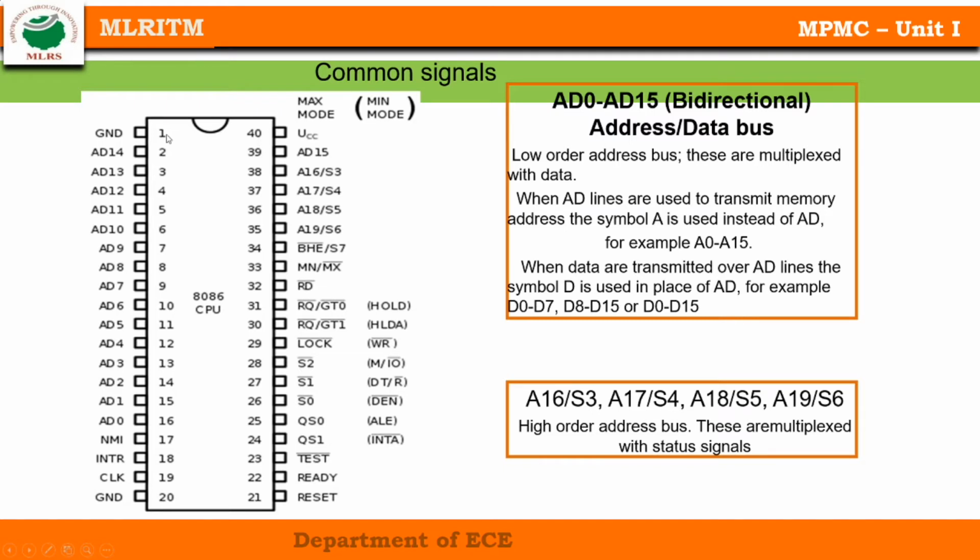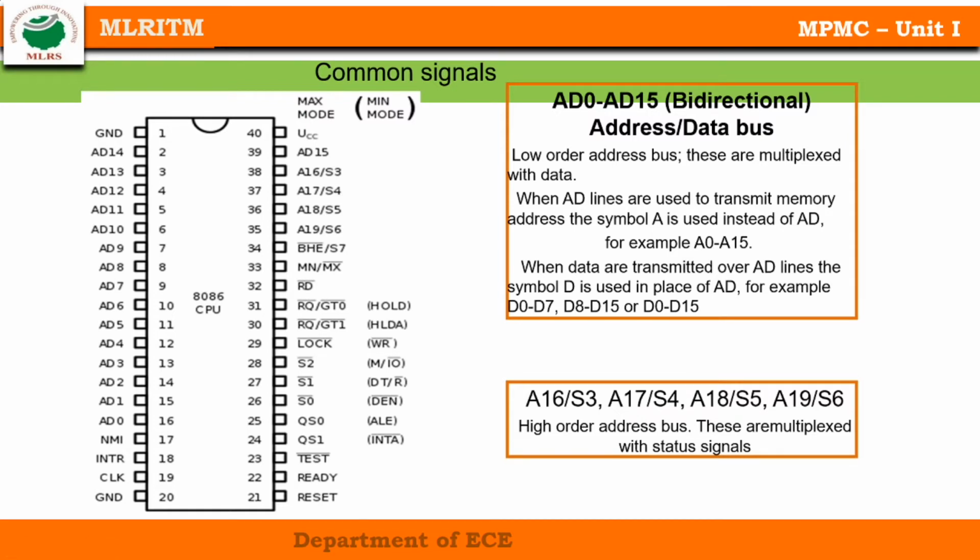For example, pin number 1 is ground, pin number 2 is AD14, pin number 3 is AD13, pin number 4 is AD12, pin number 5 is AD11, pin number 6 is AD10, pin number 7 is AD9, pin number 8 is AD8, pin number 9 is AD7, pin number 10 is AD6, pin number 11 is AD5, pin number 12 is AD4, pin number 13 is AD3, pin number 14 is AD2, pin number 15 is AD1, and pin number 16 is AD0.